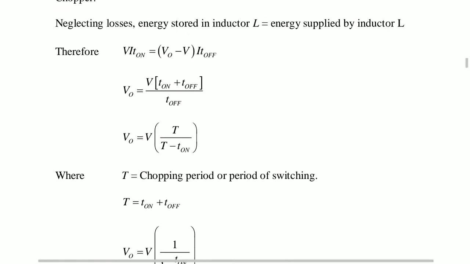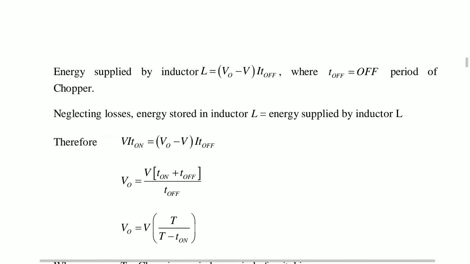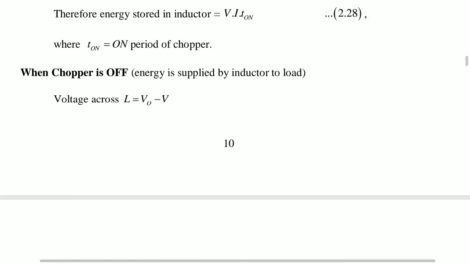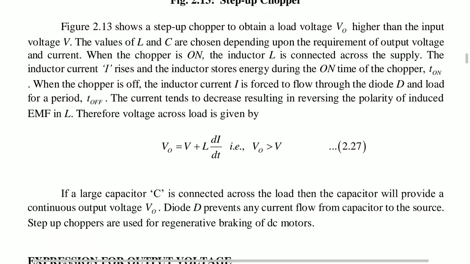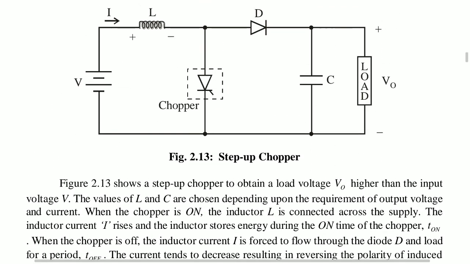So this is all regarding the step up chopper, its basic formulas, its circuit diagram, and its working principle, that is how we are getting step up DC at the output, which has a higher value as compared to the input DC voltage.